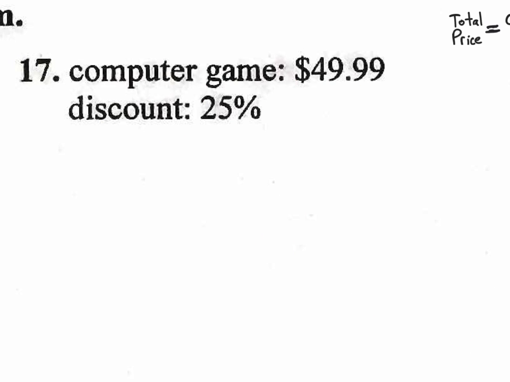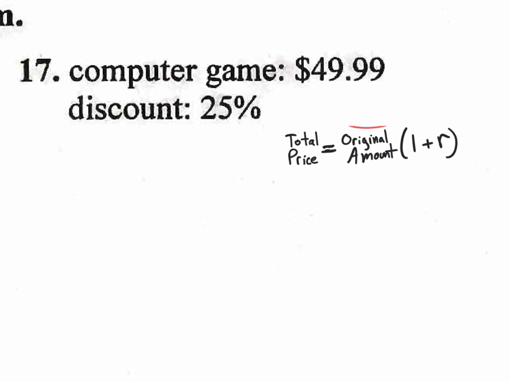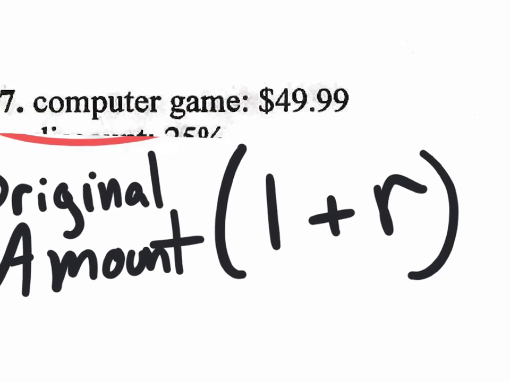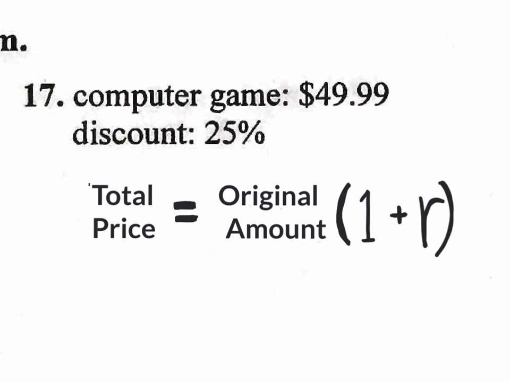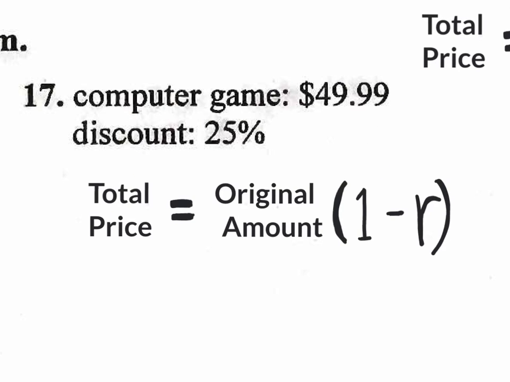Jumping to number 17, right here, we're talking about a discount, so we're not going to have this 1 plus. The plus is not going to be there because the discount is going to be a minus instead of a plus. So listen up, guys. Number 17, you either have an increase in price or a decrease in price according to your situation. If it's an increase in price, you're going to have a plus, but this is a discount, which means that it's going to be a minus. So you have to have a minus in there in the formula. So your total price, or your new price, we should put new. So what's the original amount? $49.99.